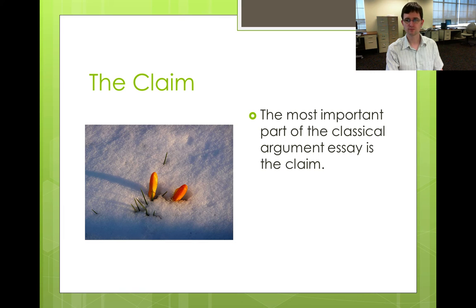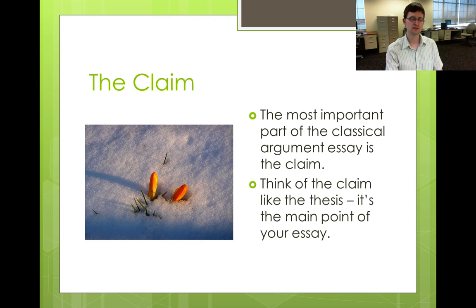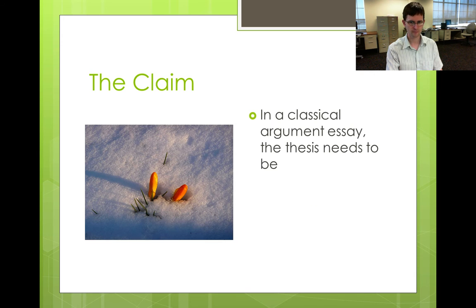The most important part of the classical argument essay is the claim. It is central. You can think of it like the thesis. It's that main point. It's the one thing that your essay primarily asserts. Everything else supports it secondarily. However, because a thesis can take so many forms depending on the essay type, let's talk about how this claim really appears in these essays.